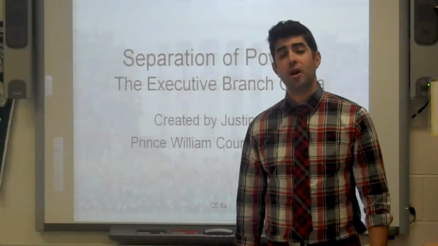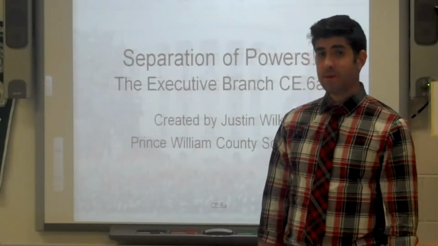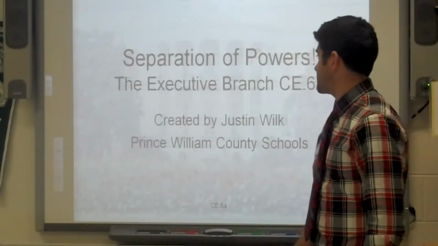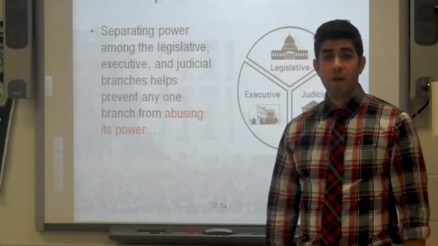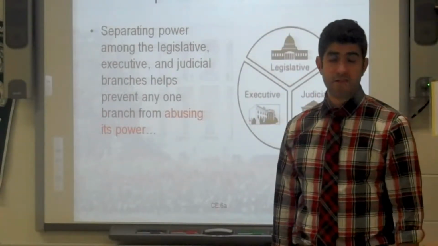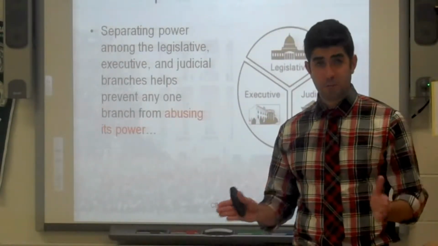Unit about the structure of our national government. Today we begin with CE.6a, the structure of our national government, more specifically the executive branch. Our founding fathers deliberately separated three branches of government to prevent any one branch from becoming too powerful.